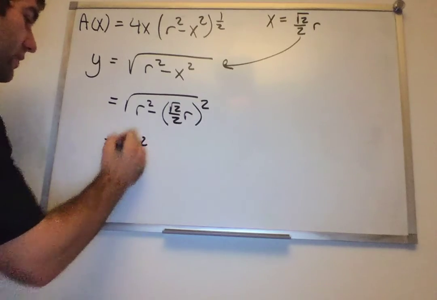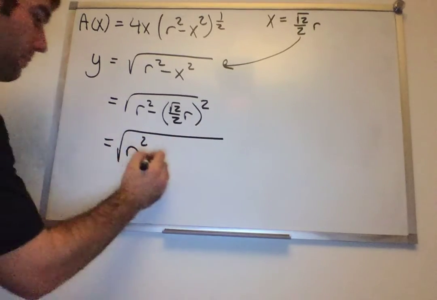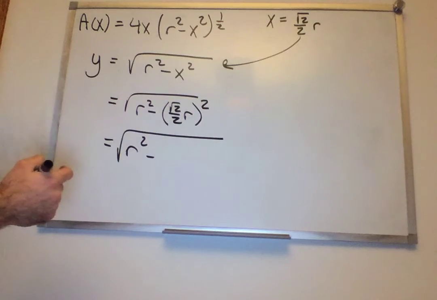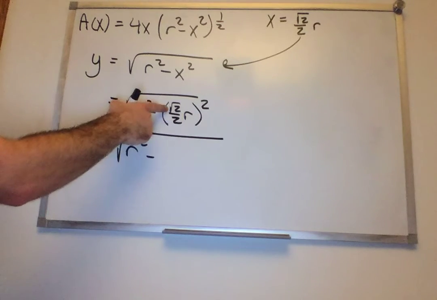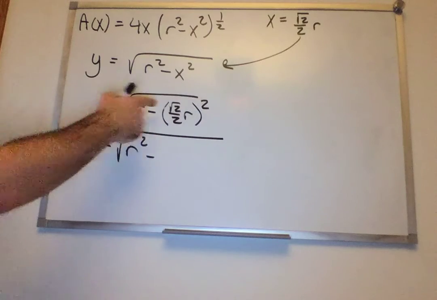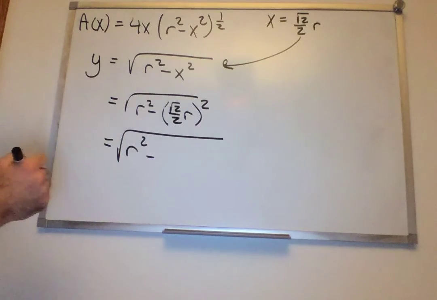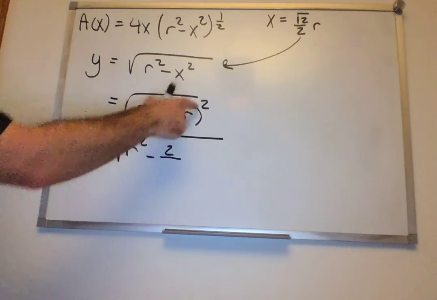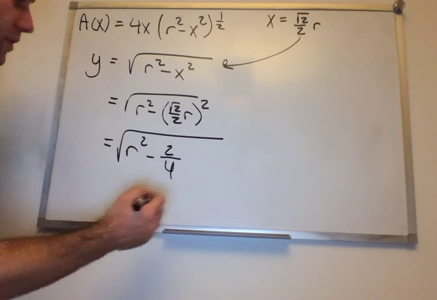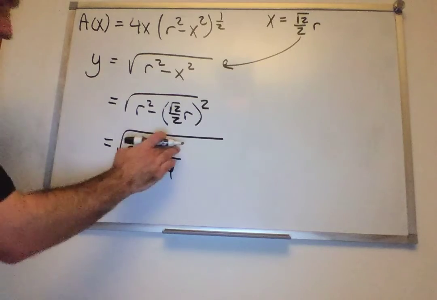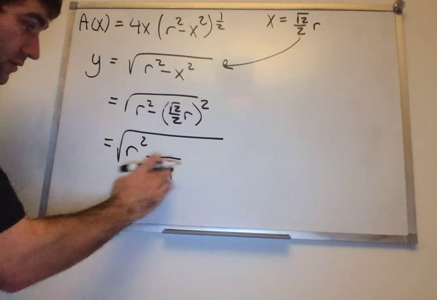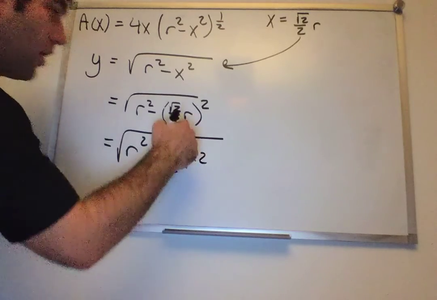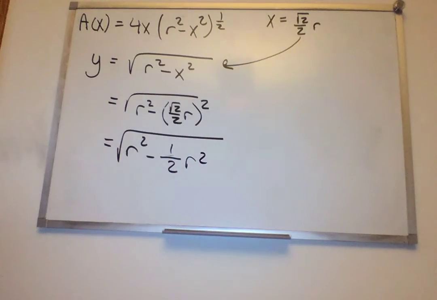See, we got the square root still. Minus, well, square root 2 over 2, you're squaring it. Square root 2 squared, the square root and the square cancel, so you get a 2 on top, divided by 2 squared, which is 4. So you get a 2/4, or a 1/2, and then r is still being squared.